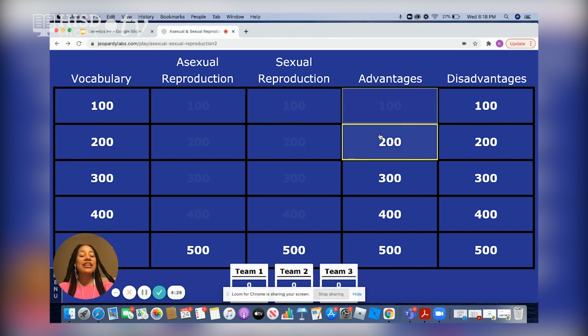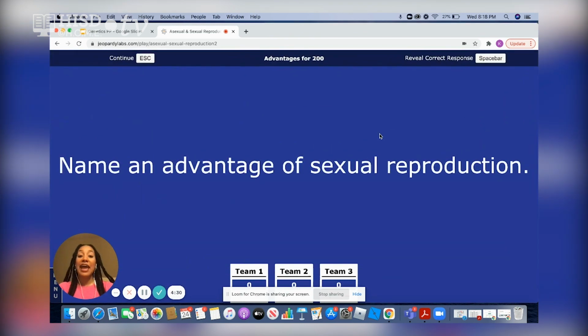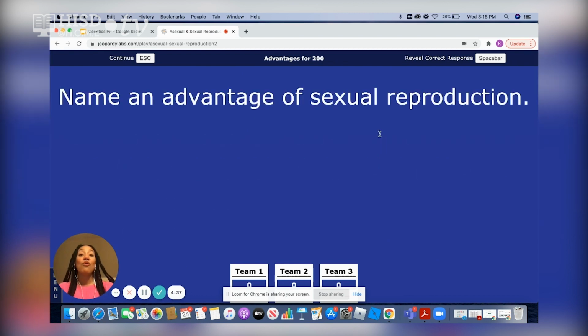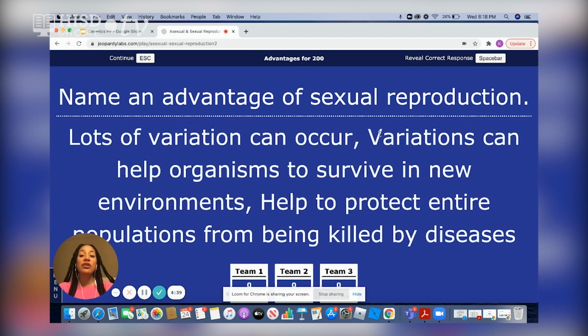What about advantages for 200? Name an advantage of sexual reproduction. Right again. An advantage of sexual reproduction is variation. So because they do not have the same genes, that'll help organisms survive in new environments and help protect an entire population from being killed by a disease.